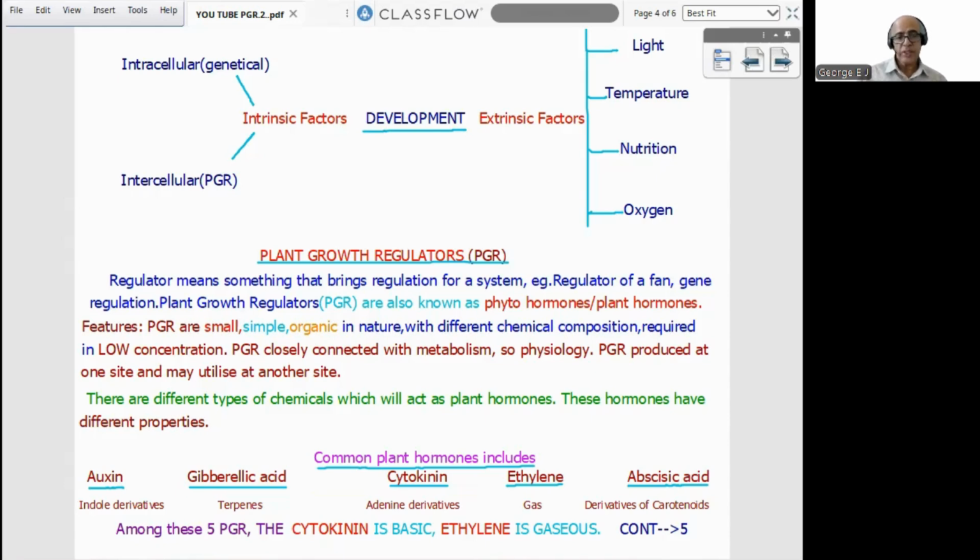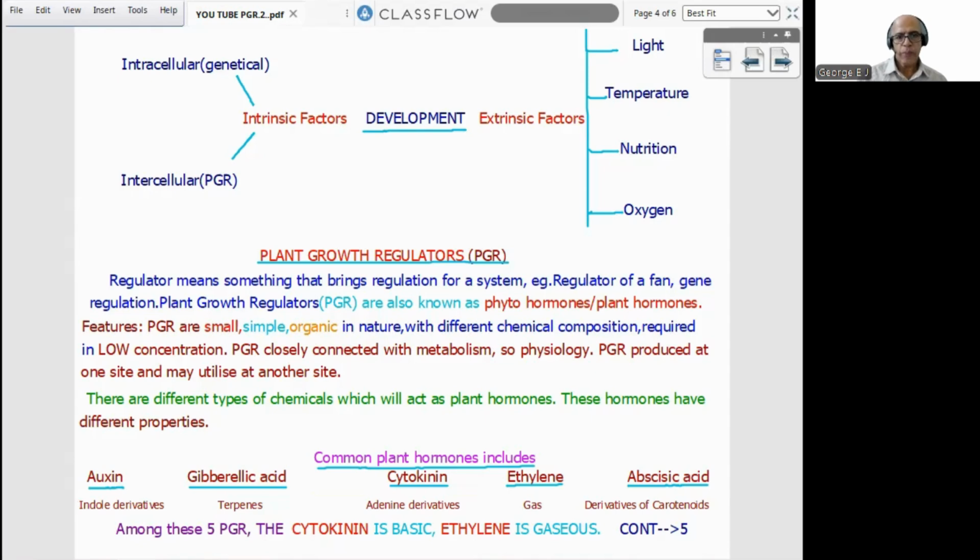PGR may be produced at one site and utilized at another site. Different types of chemicals act as plant hormones. Thus, these plant hormones have different properties. That detailed study will be in the next episode. And what are the common plant hormones? For us, 5 plant hormones are there: auxin, gibberellic acid, cytokinin, ethylene, abscisic acid. Auxin is an indole derivative, gibberellic acid is a terpene, cytokinin is an adenine derivative, ethylene is gaseous, abscisic acid is a derivative of carotenoids.